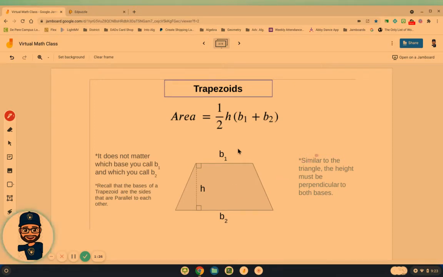Now, similar to the triangle that we talked about, the height must be perpendicular to both bases in this problem. So sometimes they'll give you a number out here. I'm just going to label this slant as x, but that's not the height of the trapezoid. We have to use that altitude on the inside where it is perpendicular to both bases.